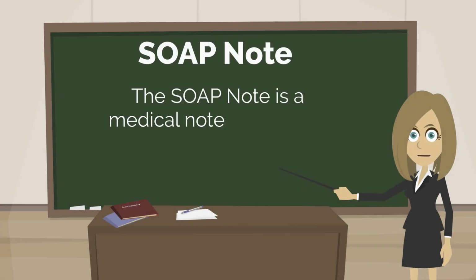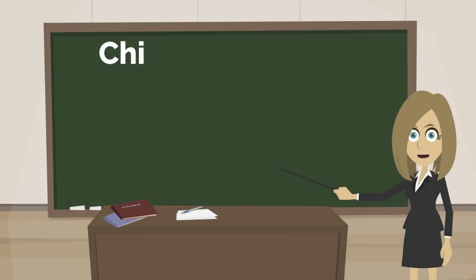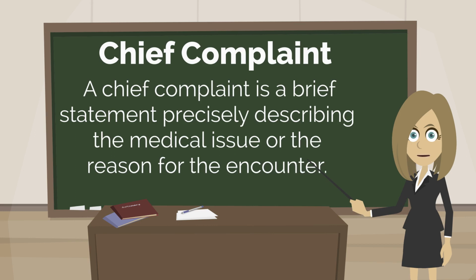The S.O.A.P note is a standard document that clinicians create to report the encounter. We will go into this more in detail later on in the video, but for now, you need to know what a chief complaint is. A chief complaint is a brief statement precisely describing the medical issue or the reason for the encounter.